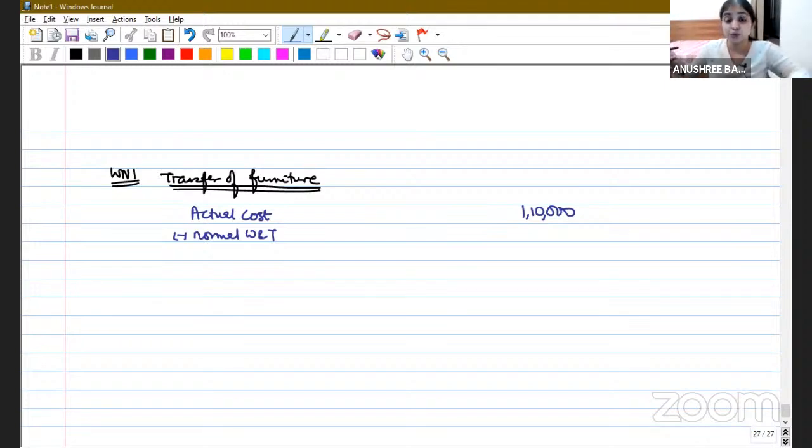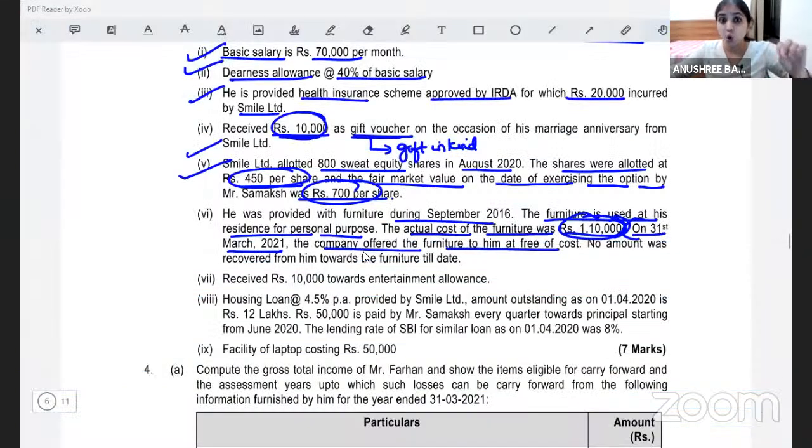Had it been computer or other electronic gadgets, 50% per annum WDV we would have calculated. If it was motor car, 20% per annum WDV we would have calculated. This is neither motor car, nor computer, it is furniture. For all other assets, you have 10% SLM. Now this wear and tear has to be calculated only for completed years.